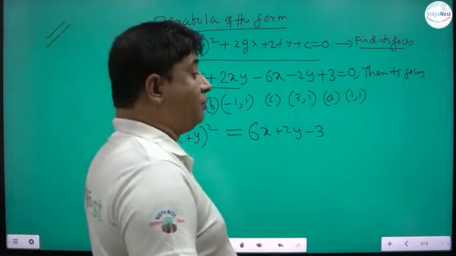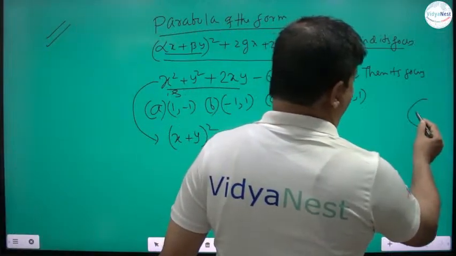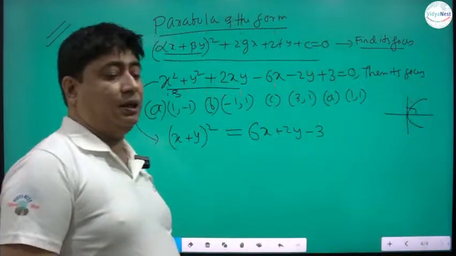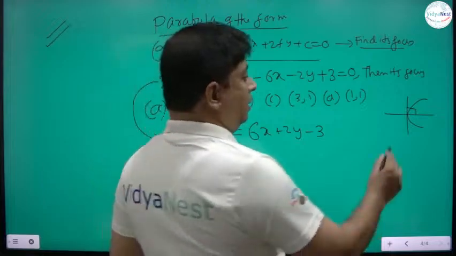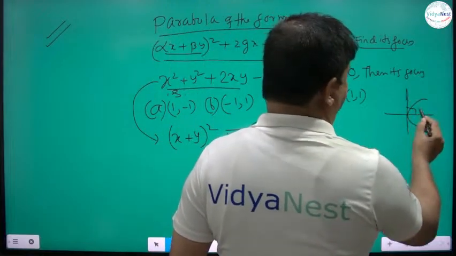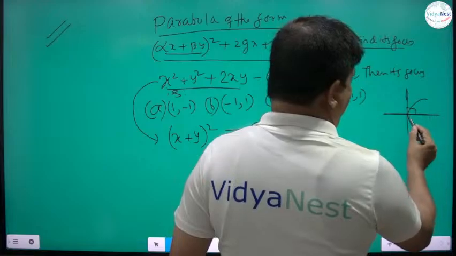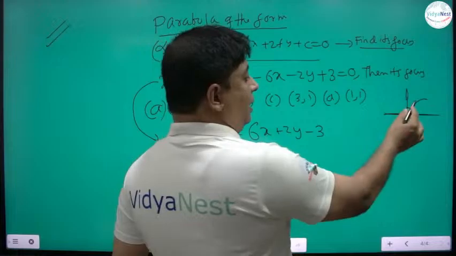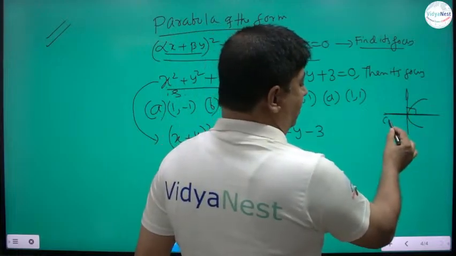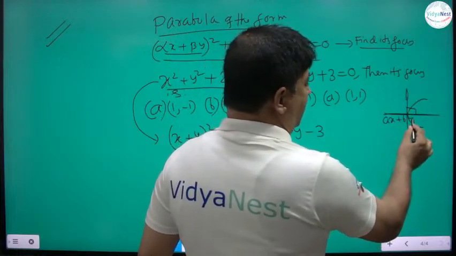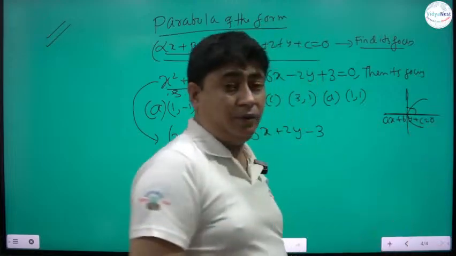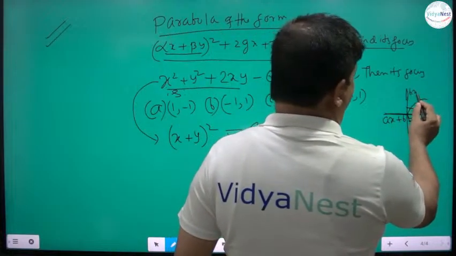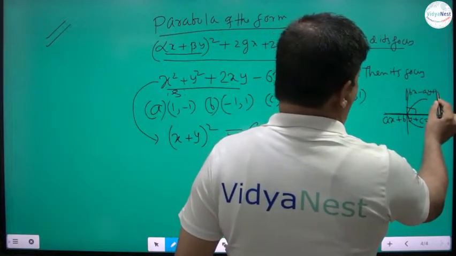So one thing you have to remember: where you are drawing the parabola, the coordinate axes are perpendicular to each other. Means if it is not the x-axis but any other axis with respect to which the parabola is drawn, say ax plus by plus c is equal to 0, then its perpendicular line will be bx minus ay plus k is equal to 0.